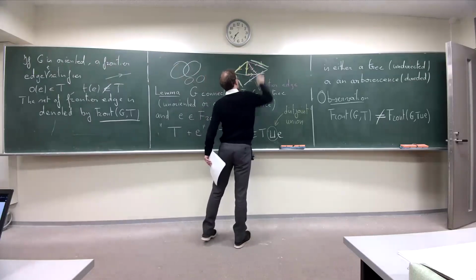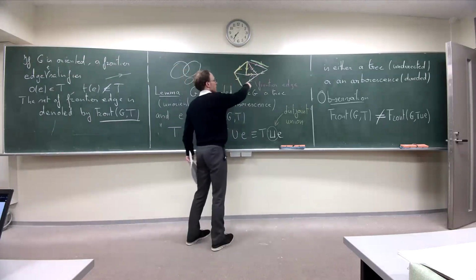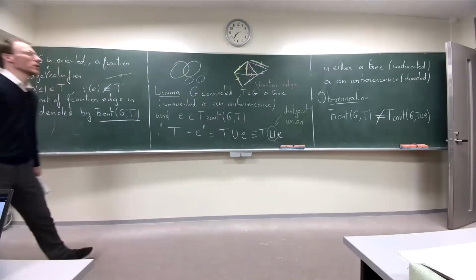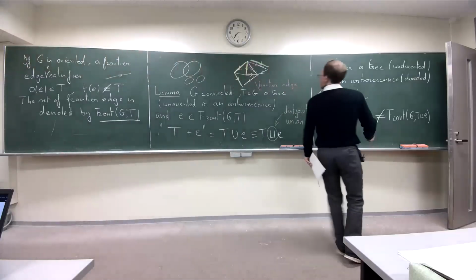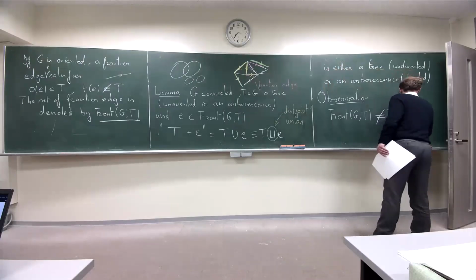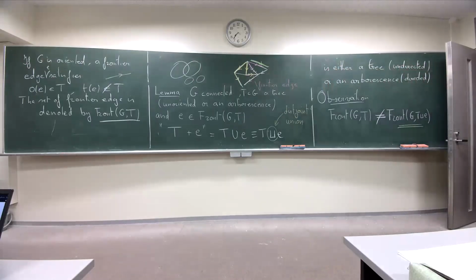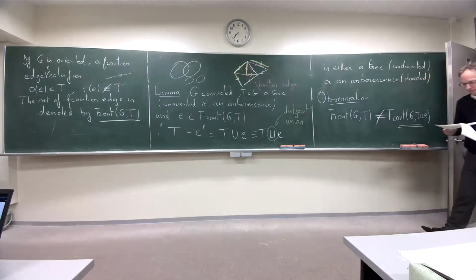This one is not a frontier edge because it would have two endpoints in the tree. So I have only one new, the green one. Just an observation: when you add one edge, of course, the notion of frontier is different. Any question?